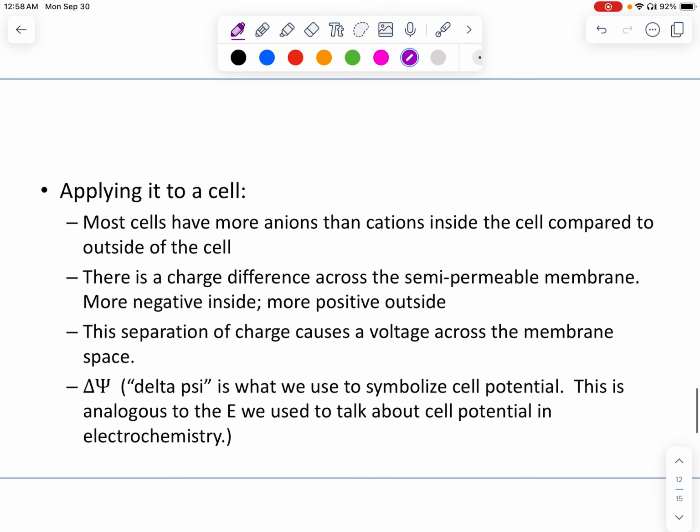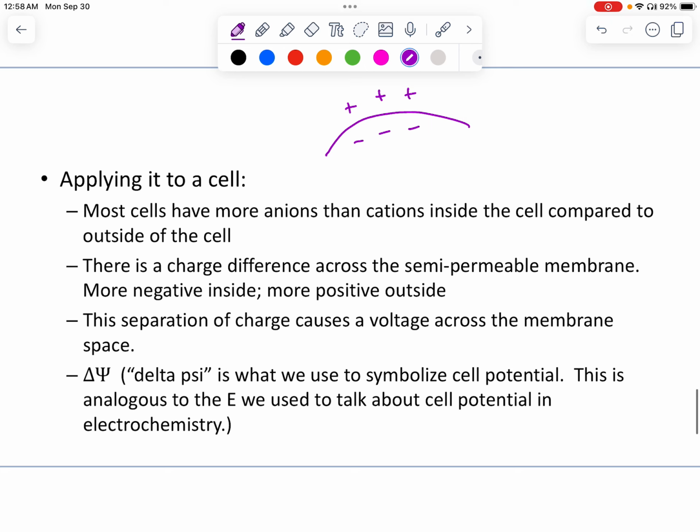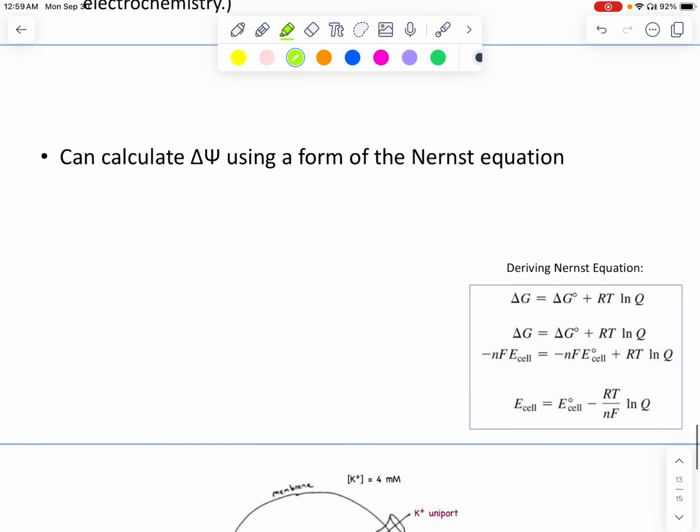Most cells have more anions than cations inside the cell compared to outside. So if we're looking inside the cell, we'll have more negative charge down here, and more positive charge outside the cell. This separation of charge causes a voltage across the membrane space. We're going to use this delta psi to indicate that. It's analogous to E, which we used for the cell potential in electrochemistry. So we can calculate delta psi using a form of the Nernst equation.